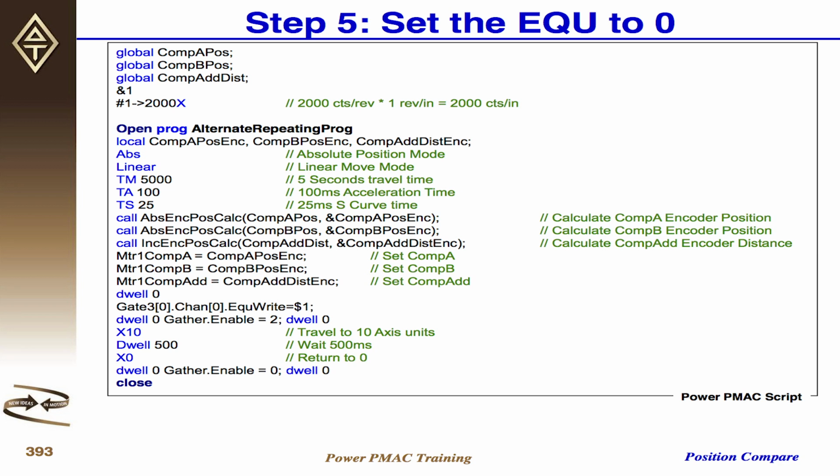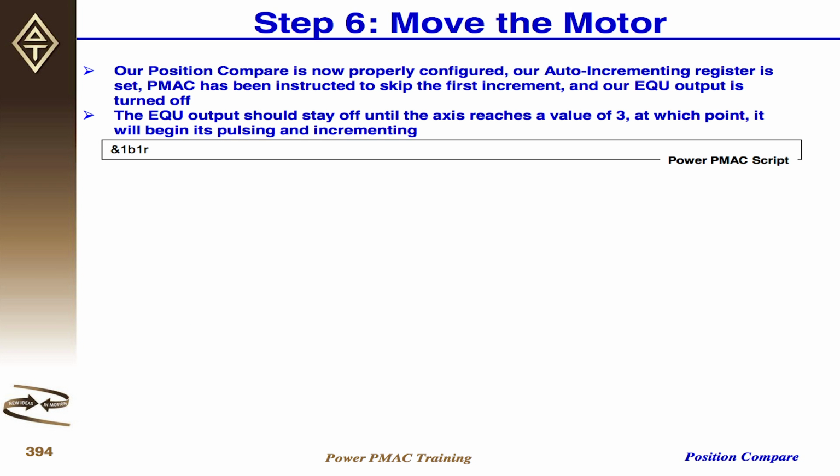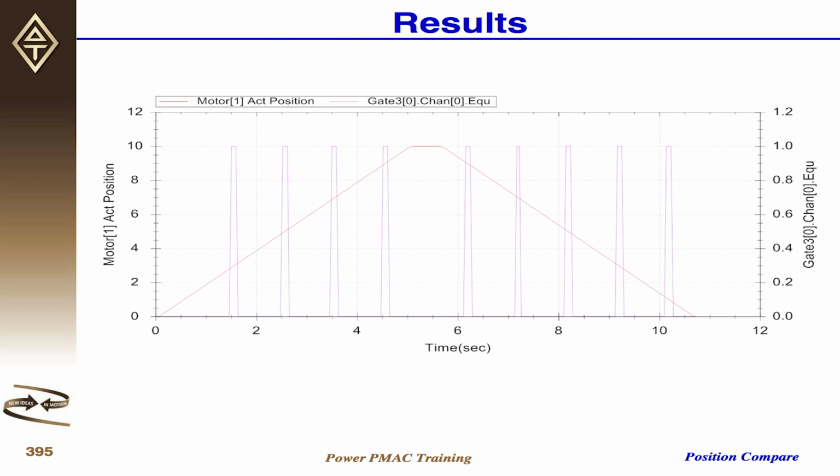PMAC will not increment on that first pulse, and when you run the motion program, the plot should look something like this, which, again, I know you can't see, but it is in the handouts I gave you all. Basically, it's the exact same plot as the previous one, with the exception that there is no pulse at 1 inch. It just stays at a low value, pulses up at 3 inches, 5 inches, 7 inches, 9 inches, and then levels out at 10, and then it travels back.